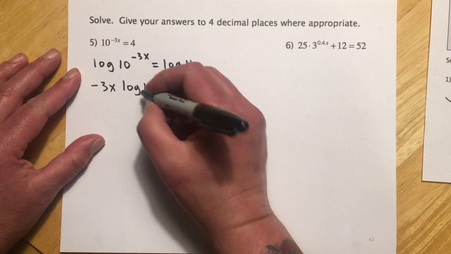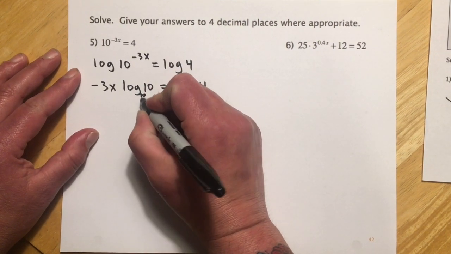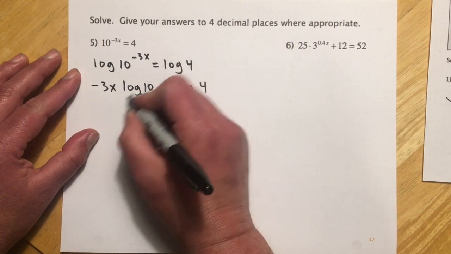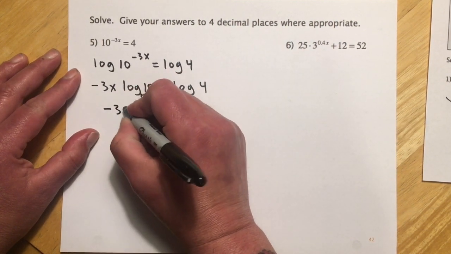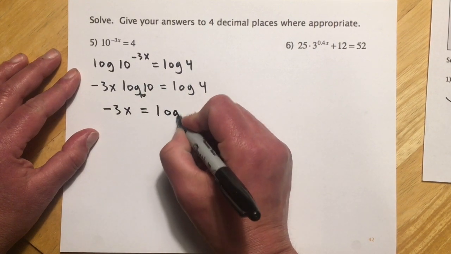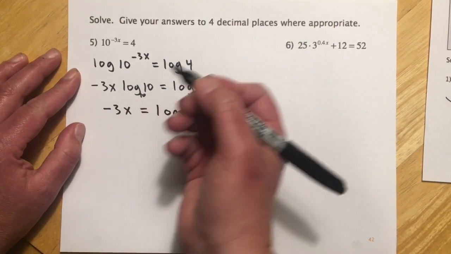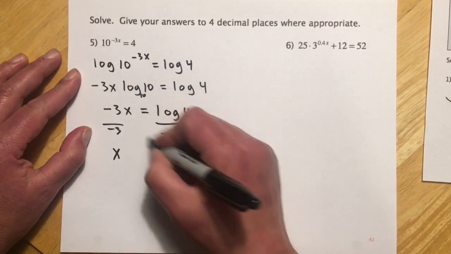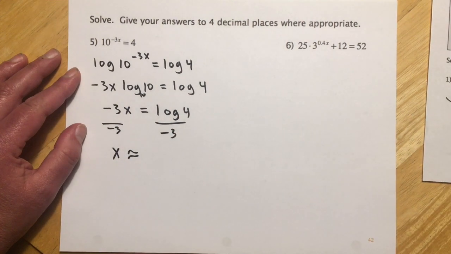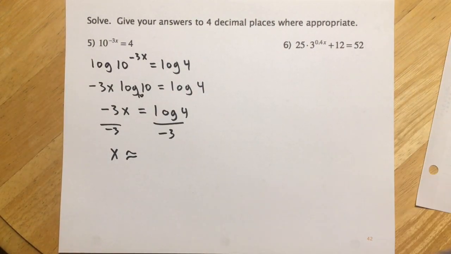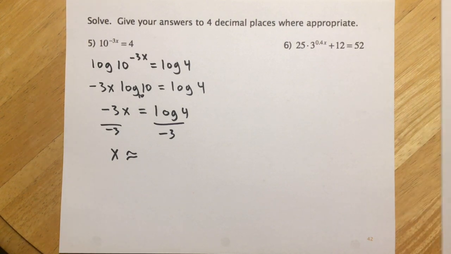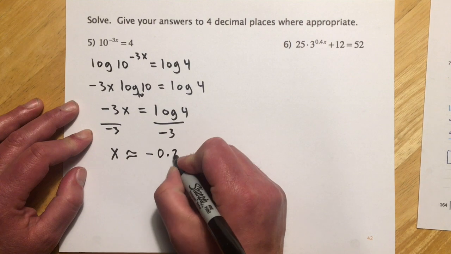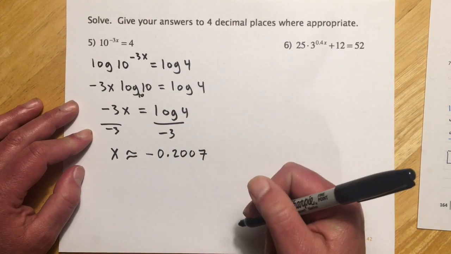On this one, there's a nice little simplify here, which is, remember, that's an invisible 10. So log base 10 of 10, what do I raise 10 to to get 10, would just be 1. So this side is really just negative 3x, which makes it a little bit simpler, and log 4. And then to get x by itself, I'll divide both sides by negative 3. And then x equals this in the calculator. I got negative 0.2007 to 4 decimals.